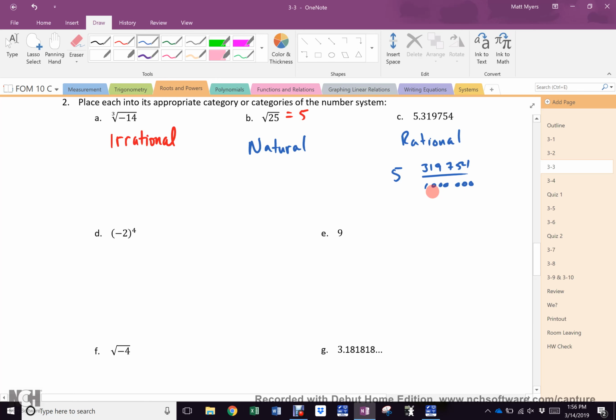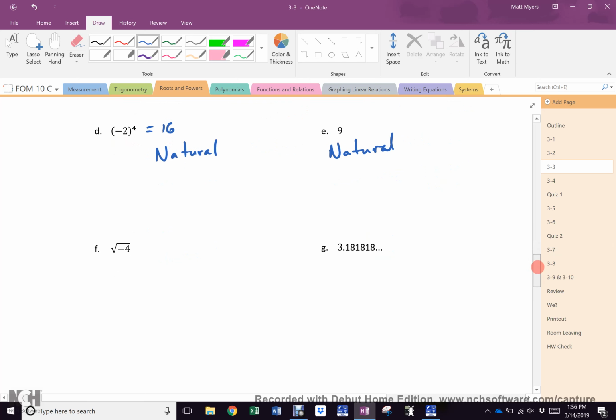What about D? We just did this. What is negative 2 to the 4th power? That is positive 16. So what is it? Natural. What is 9? Natural. And of course, if it is natural, it is automatically whole and an integer.